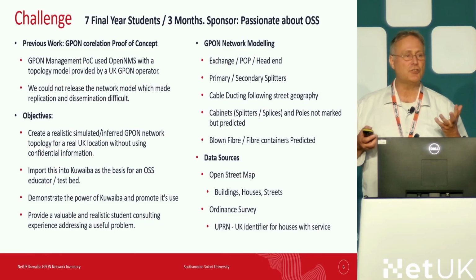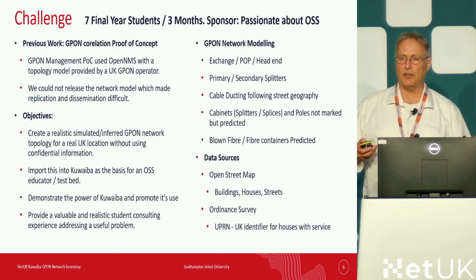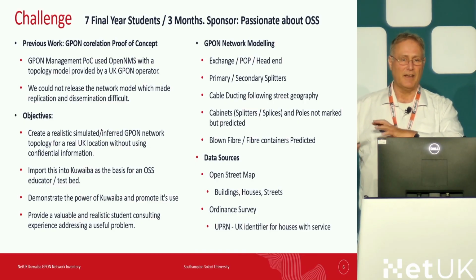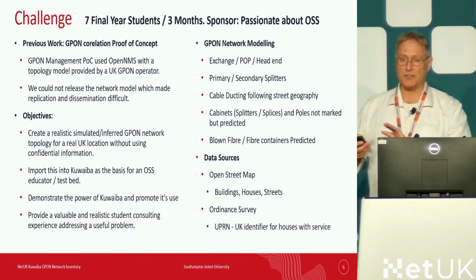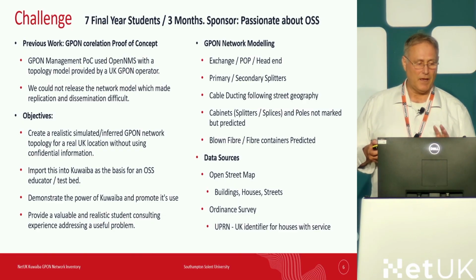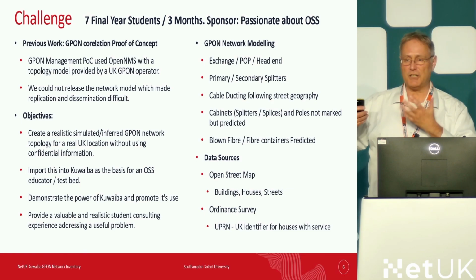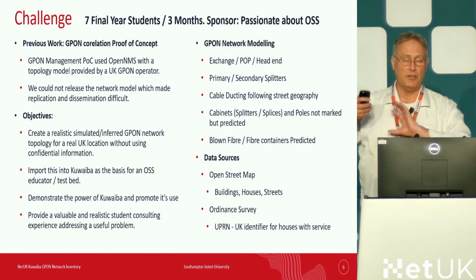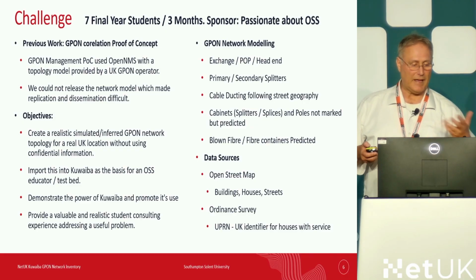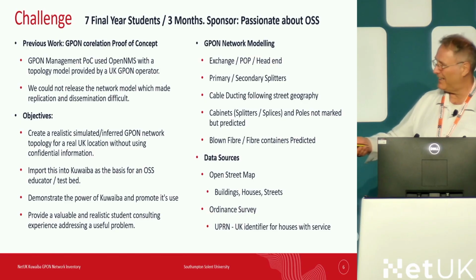So we have in Southampton a project, or a module, which is a consulting module where companies come in with ideas and things they'd like to do. And we did a consulting project using students, 7 final year students, for 3 months to come up with a solution. And what we're trying to do is build on this previous work, modeling a GPON network, but now try and build a representative GPON network using data from OpenStreetmap and UPRN data from the Ordnance Survey. So I'm going to hand over to Corey, who's going to tell you all the complicated detail of that.